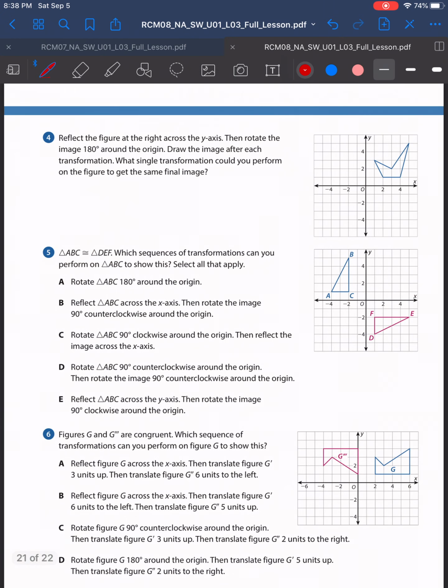Okay, number 4. Reflect the figure at the right across the y-axis. Then, rotate the image 180 degrees around the origin. Draw the image after each of these transformations. What single transformation could you perform on the figure to get that same final image? Okay, so first what are we doing? We are reflecting it across the y-axis. Okay.